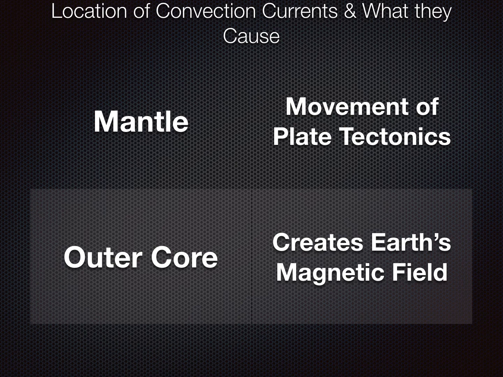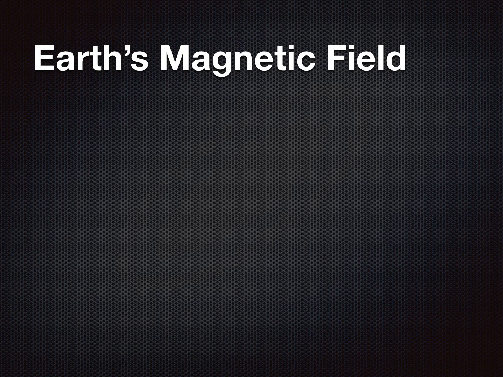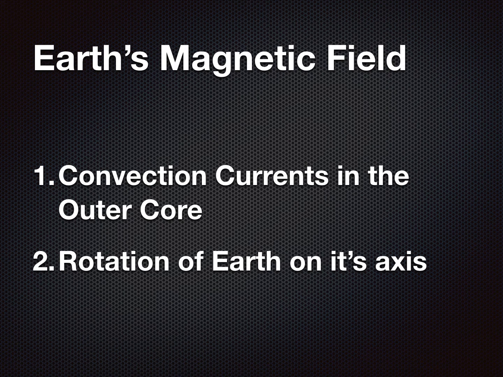The second of which is the outer core, also made of liquid metal, and one of the things that it creates is the Earth's magnetic field. Now, a common misconception is people think magnetic field means gravity, and that does not mean that at all. It means like why GPS and compasses work. That's the magnetic field. So the Earth's magnetic field is caused by 2 different things. The first of which is what we just told you about, convection currents in the outer core, and the second of which is that the Earth is rotating on its axis, which means it's spinning on its axis. Those two things together make up why the Earth has a magnetic field.